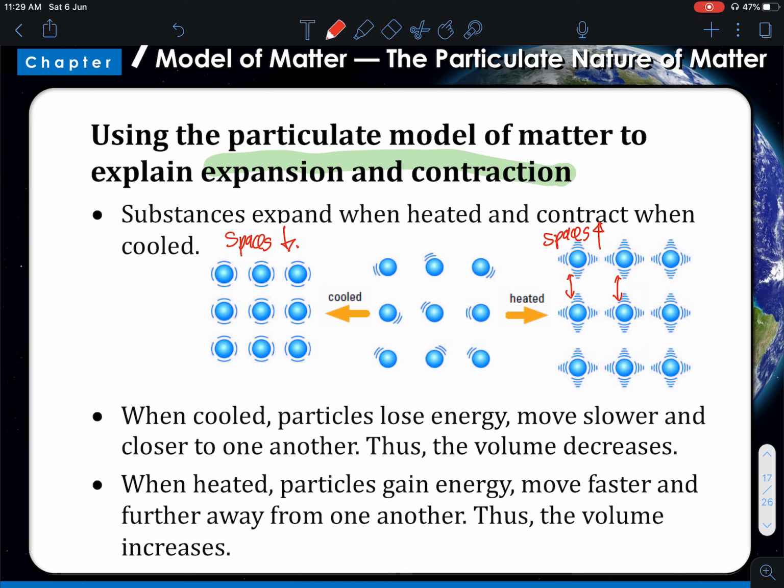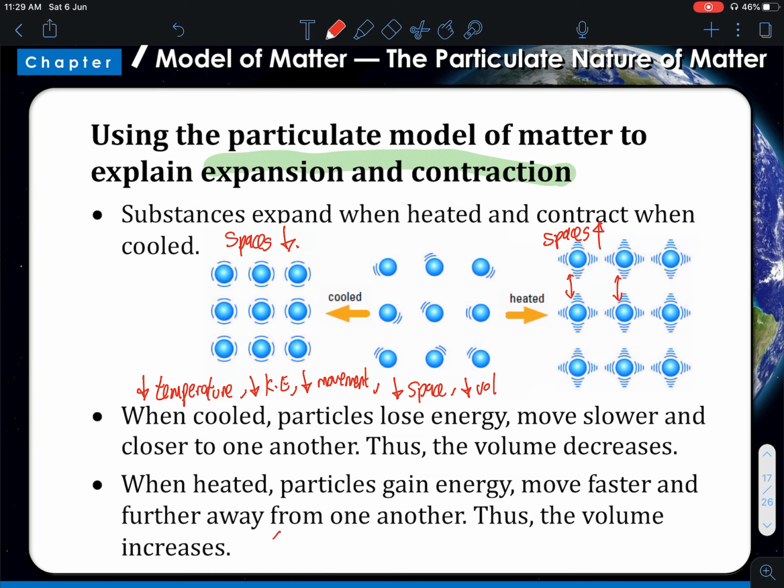Another thing that helps is that when you cool it, the kinetic energy is lost, and hence the particles move slower. So lower temperature results in lower kinetic energy, which results in lower movement. Having lower movement, they come closer together, the space distance decreases, therefore the volume decreases.